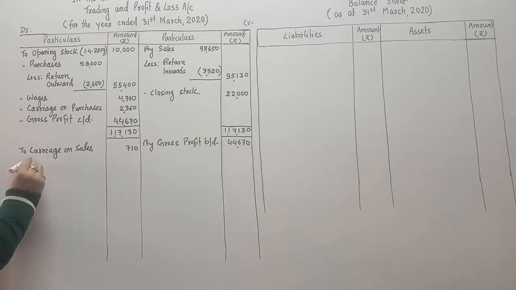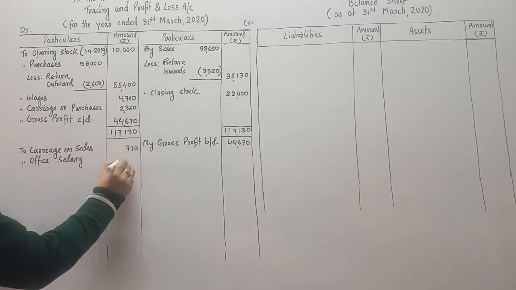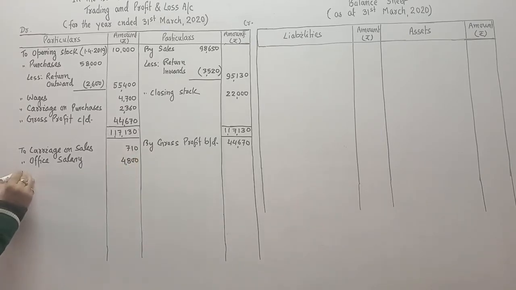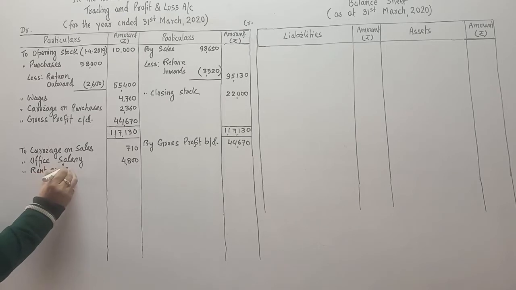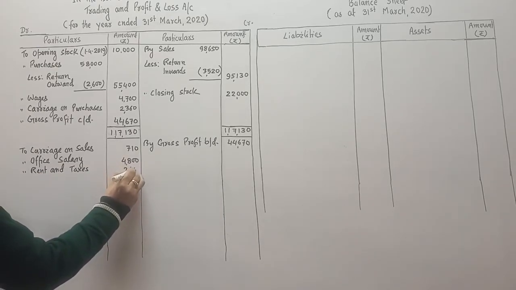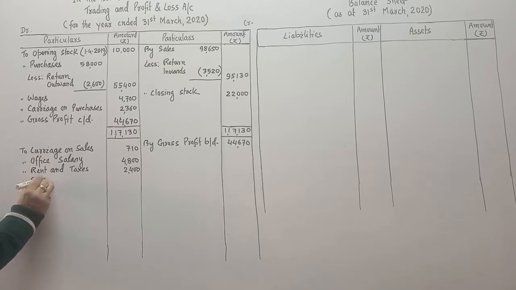Next is office salary. The office salary is 4,800. Coming to the next, after office salary, rent and taxes. This is an indirect expense related to office expenses. Next, after rent and taxes, the next indirect expense is bad debts. Bad debts is a loss.